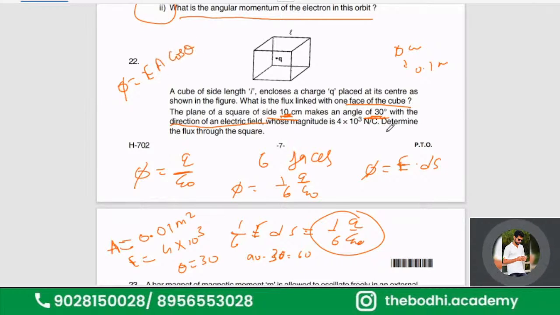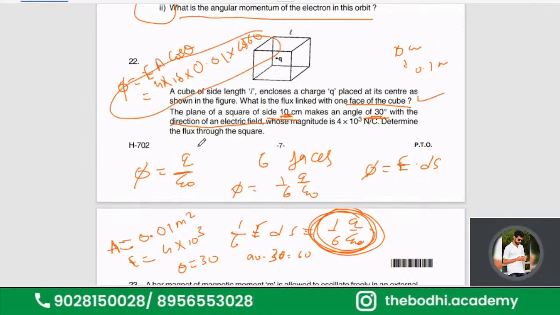Same one, coming from here. So E is 4 into 10 to the power 3, into the area, which is 0.01, and cos of 60. You can easily find it out. So we have two answers. The first answer was here, that was the part 1 answer, for the first part. And the second part answer is here, for the second part.